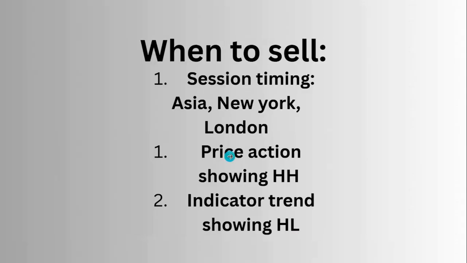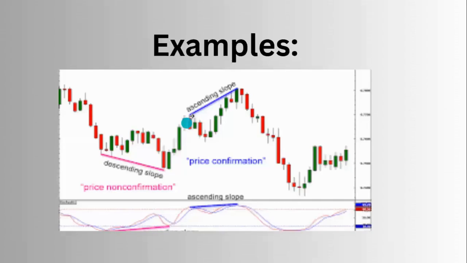price action showing a higher high. So you can see this is a structure showing that the market is going high, and then we see another structure showing a high again, which is higher than the previous one. So this is what you call a higher high market structure.